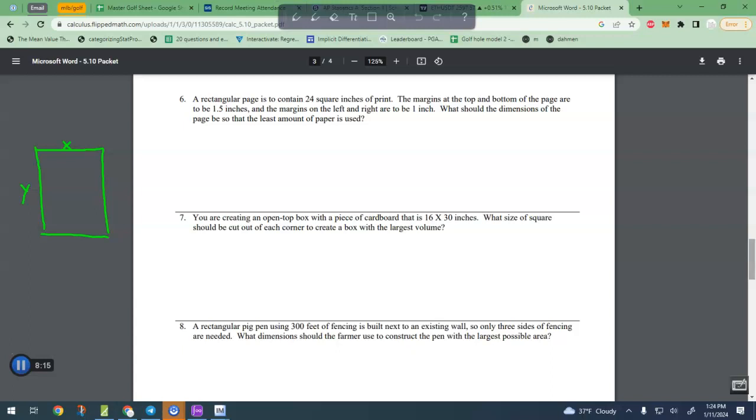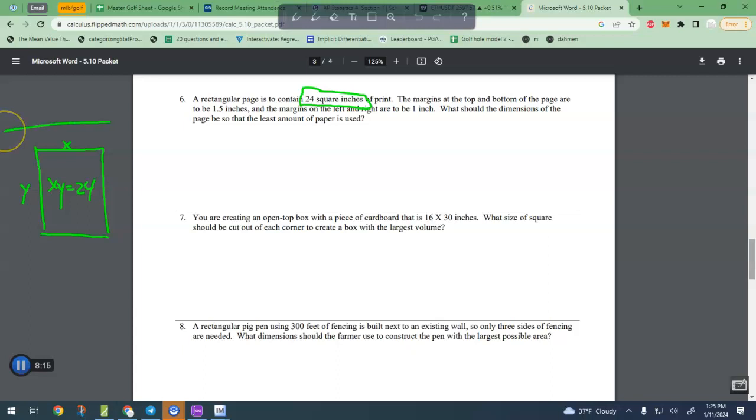Still not sure? That's a very good question. What I'm trying to say is it's supposed to contain 24 square inches of print. So it must be true that x times y equals 24. That's the area that you're printing. That makes sense. And then there's a top and bottom border of 1.5 inches.